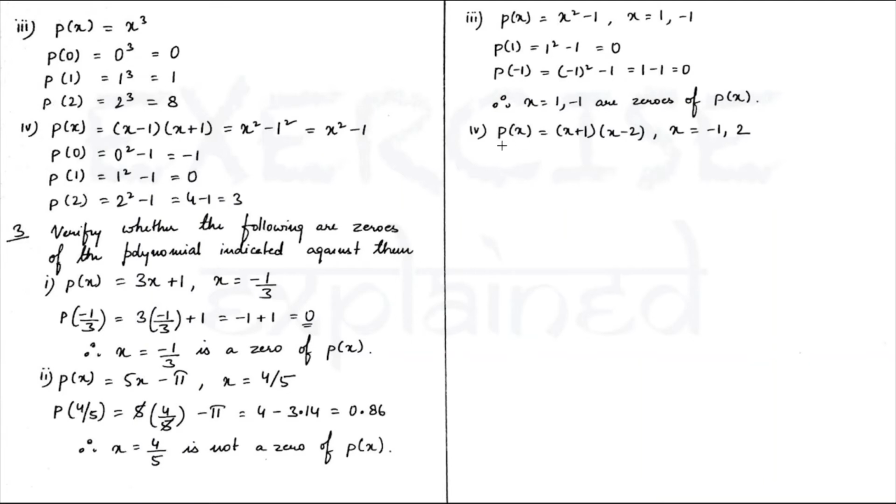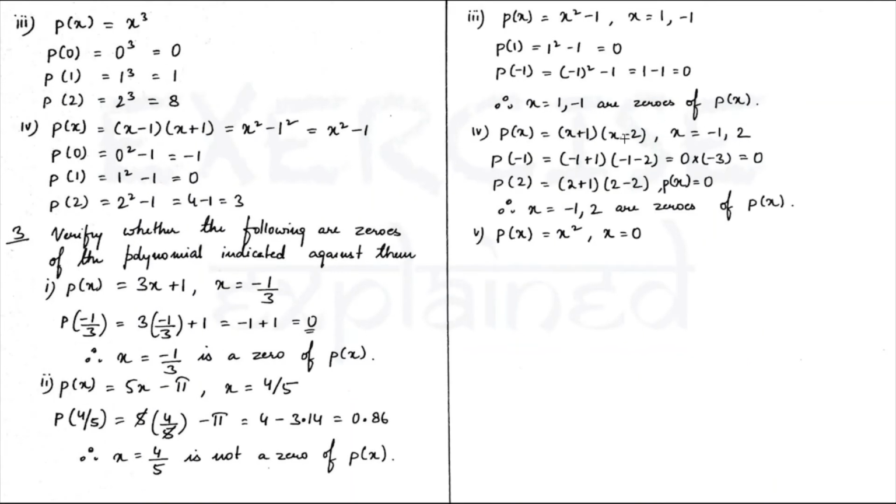Coming to the next one, p of x is equal to x plus 1, x minus 2. We just substitute x is equal to minus 1 and 2 and check whether we get zeros for both of them. So you can see here I've substituted p of minus 1. So we get minus 1 plus 1 into minus 1 minus 2. So minus 1 plus 1 gives us 0. 0 into, and here we get minus 3. Now 0 into any number is 0 itself. So we get the answer as 0.